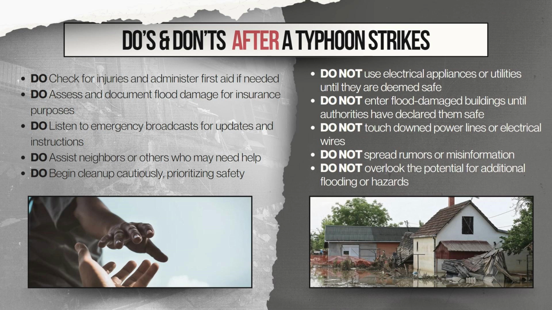The do nots are do not use electrical appliances or utilities until they are deemed safe. Do not enter flood damaged buildings until authorities have declared them safe. Do not touch downed power lines or electrical wires. Do not spread rumors or misinformation. And lastly, do not overlook the potential for additional flooding or hazards.